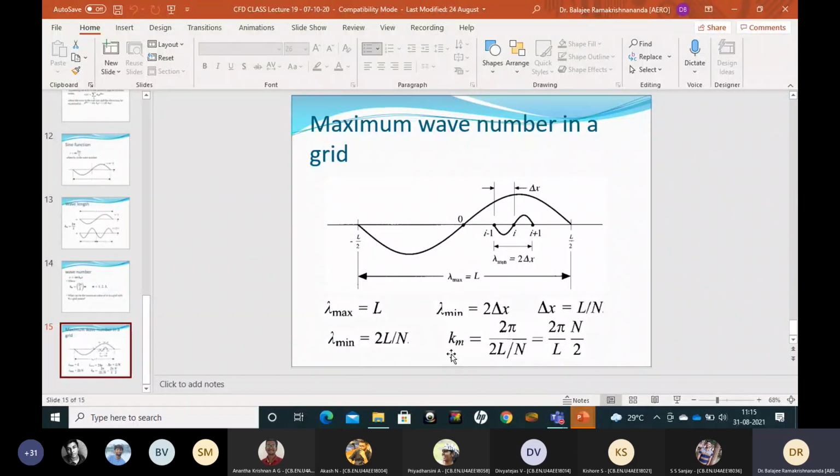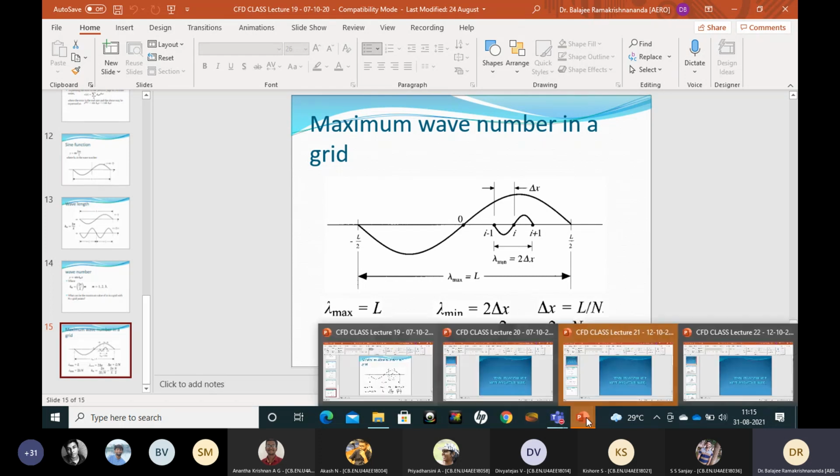Now this Km is again by definition 2 pi by lambda. You substitute the smallest lambda, you will get the maximum K, the maximum frequency or the maximum number of waves that can be fitted in this domain. That is 2 pi by L into n by 2. The 2 will cancel, so pi n by L will be the answer for Km. This is what we saw last class.